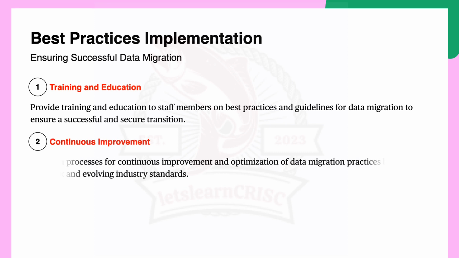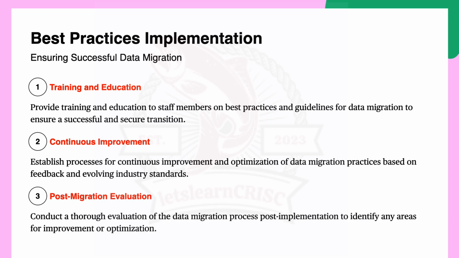Next is continuous improvement. Under continuous improvement, we set up a process for continuous improvement and optimization of data migration practices based on feedback and evolving industry standards, right? Think of it as upgrading your navigation system based on user feedback, right? So continuous improvement ensures that the data migration practices stay up to date and efficient, right?